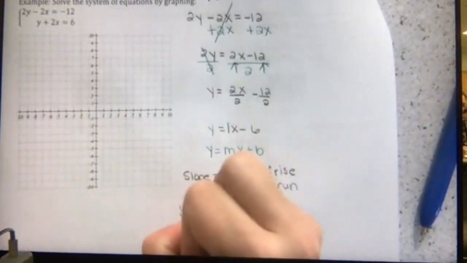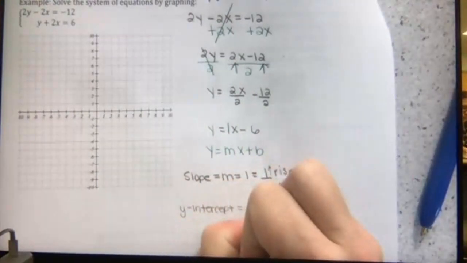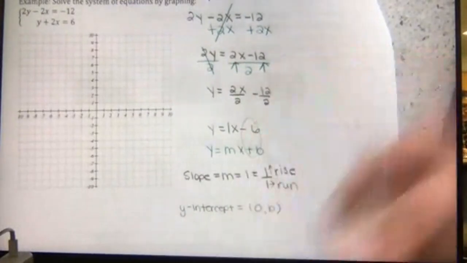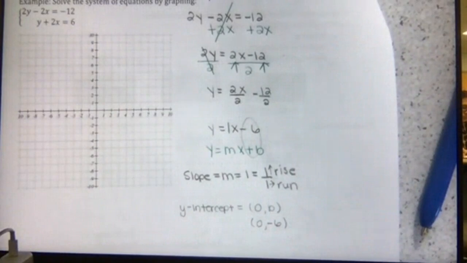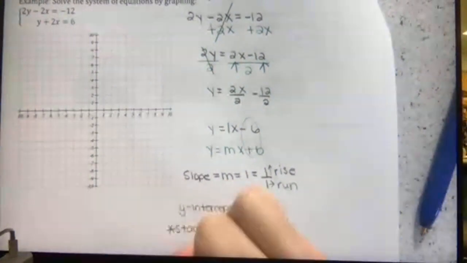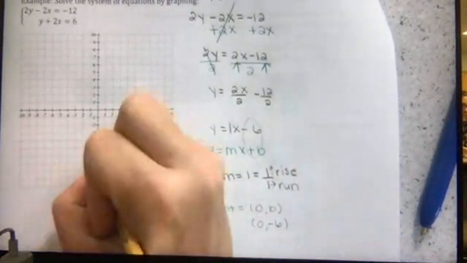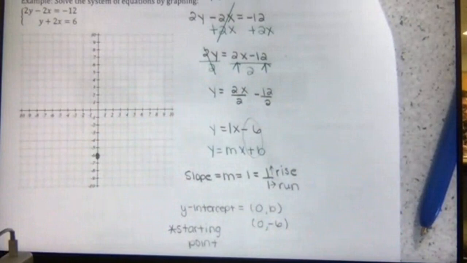And we also know our y-intercept is the ordered pair 0, b. Here our b value is negative 6. So our y-intercept is the ordered pair 0, negative 6. This is the only point that I have so far, so this is going to be my starting point. Starting at 0, down to negative 6, that's going to be our starting point.